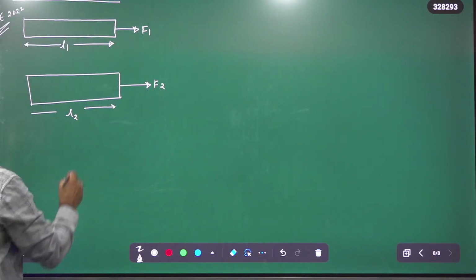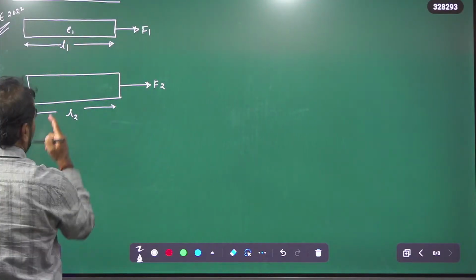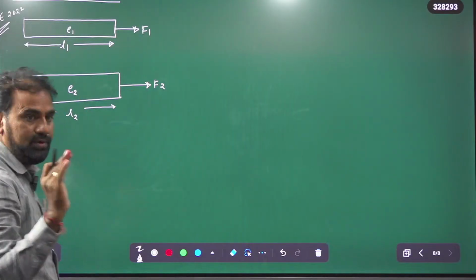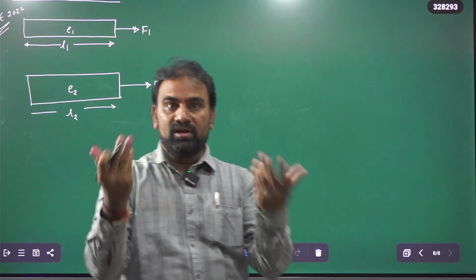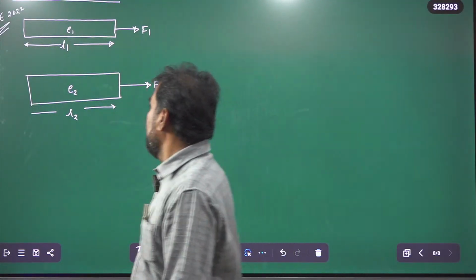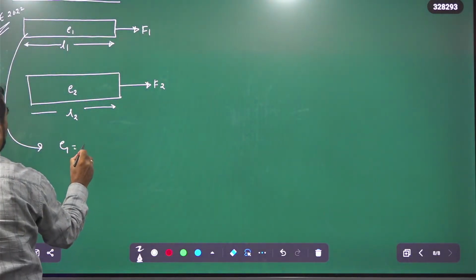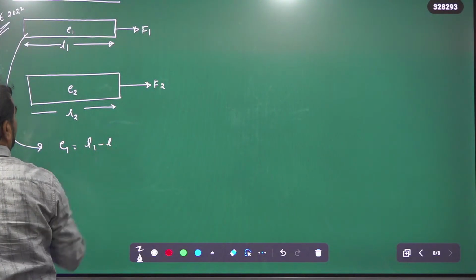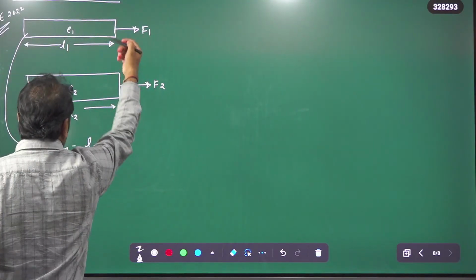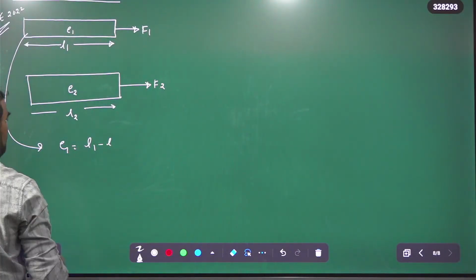Okay. What is the elongation here? We don't know. Let's take the elongation as E1 in the first case and E2 in the second case, and the natural length of the wire, which we don't know, let's take as L. In the first case, the elongation E1 is equal to L1 minus L, because the length L1 is greater than L, since we applied some amount of force at one end.